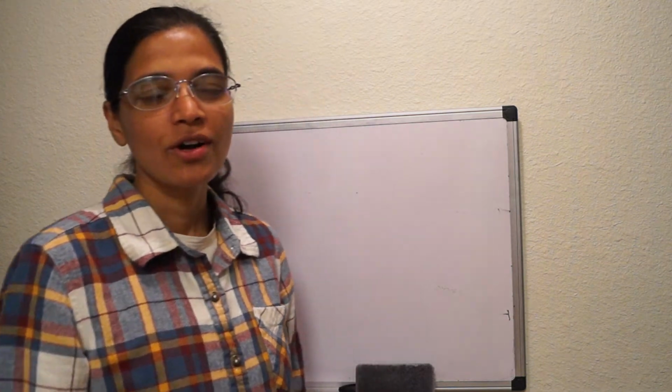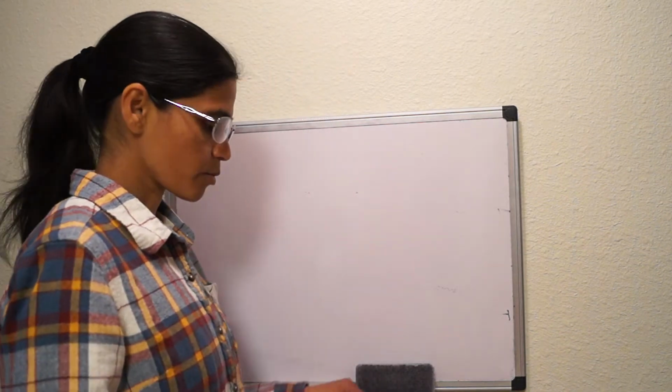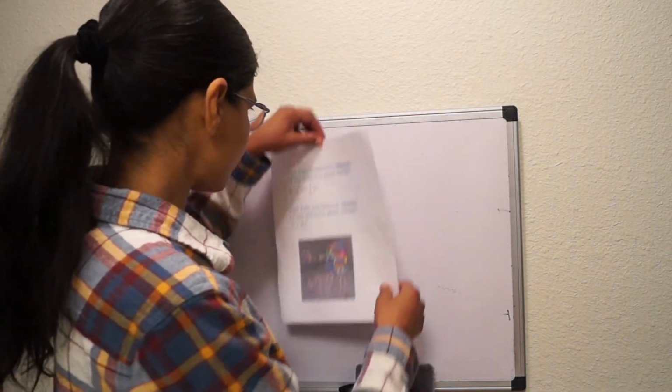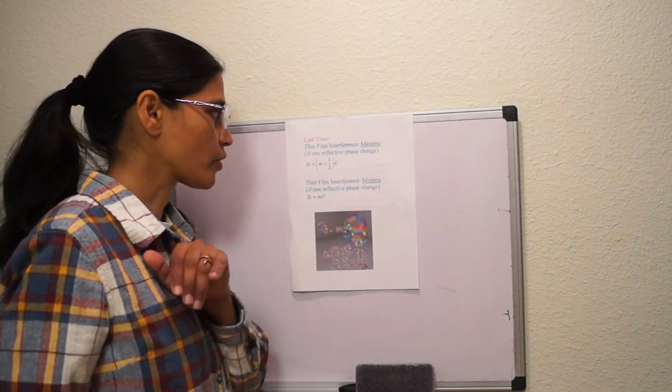So let's review a few concepts we learned in last lecture. We learned about interference of light. We also learned about thin film interference. We also looked at transmission and reflection grating, right? So out of those, let's look at the more key points. We looked at thin film interference.